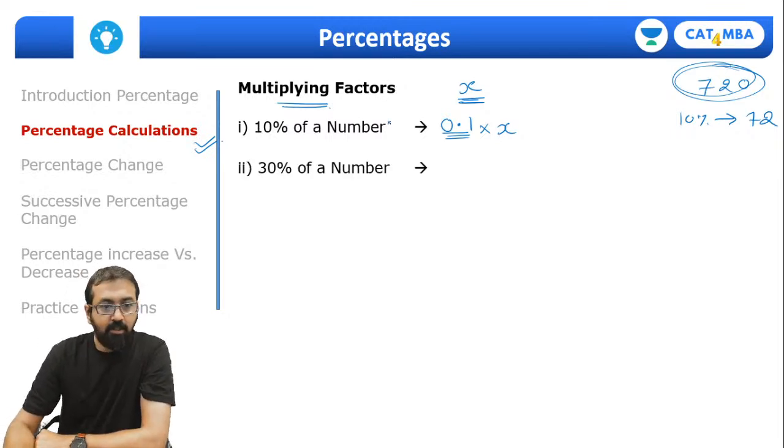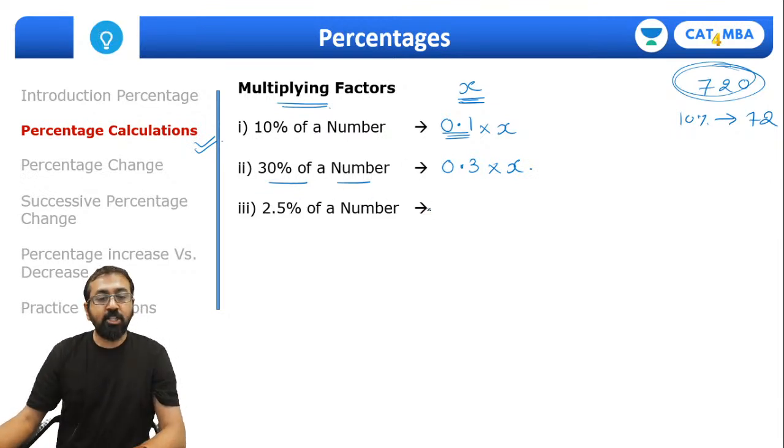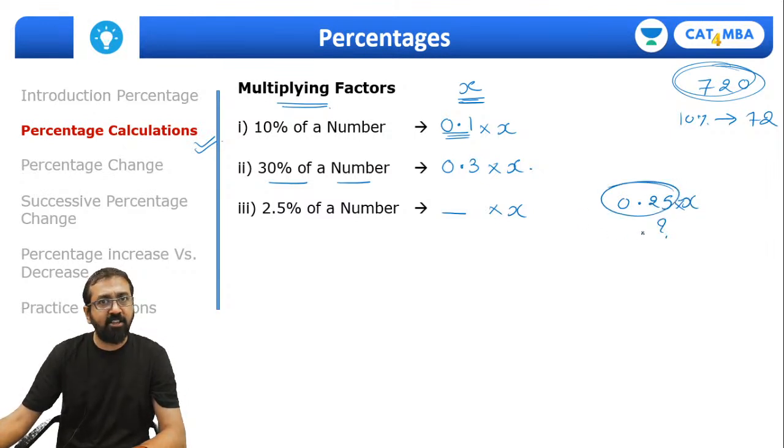Great, fine. Now what is the multiplying factor when we want to find out 30% of a number? So 30% of a number, the multiplying factor is 0.3x. Okay, same way, if I ask you 2.5% of a number, can you tell me what is the multiplying factor? 2.5% of x, is it 0.25x? 0.25 into x. Is 0.25 the correct multiplying factor?